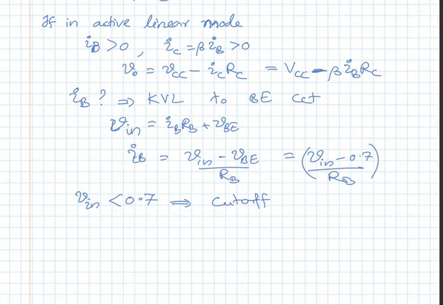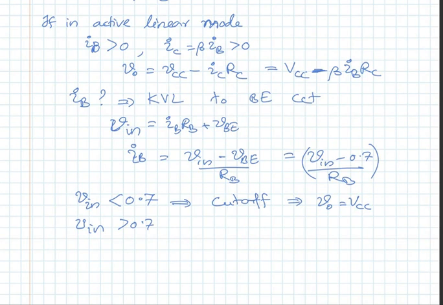Okay, so V out then is equal to, when V in is in cutoff, therefore V out is equal to VCC. V in greater than 0.7 means that it is not in cutoff, it is conducting. It may actually be in saturation also, or active linear region. Let's assume it is in active linear region. So V out can be written as this.